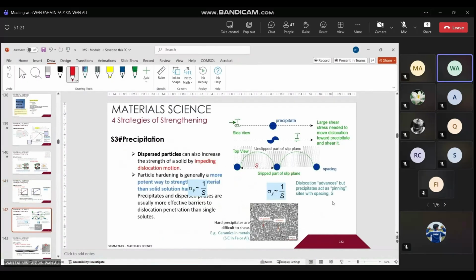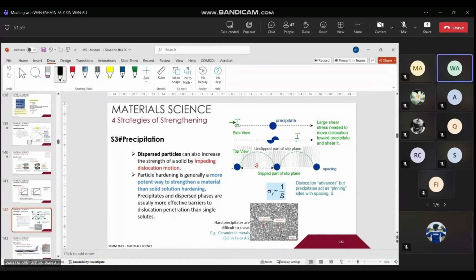Okay. So the next strategy, we still have a couple of minutes more. The next strategy is precipitation. Precipitation, basically you have a dispersed particle. Like this one, we look into the diagram, it's easier to understand. Assuming you have a precipitate in this side view, if you have planes, the presence of the precipitates means that more energy, more stress, more load is required to overcome the precipitates.